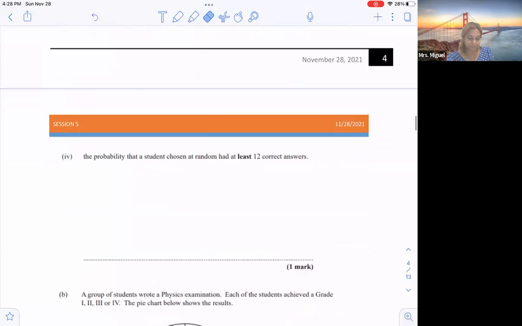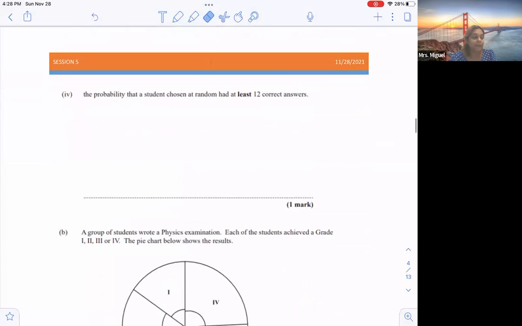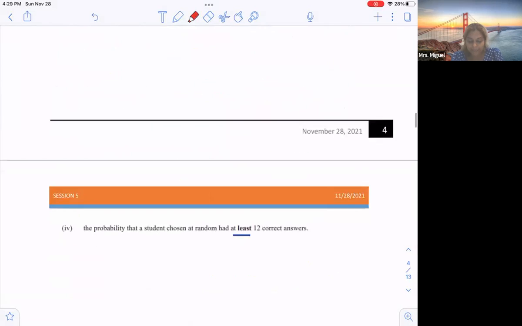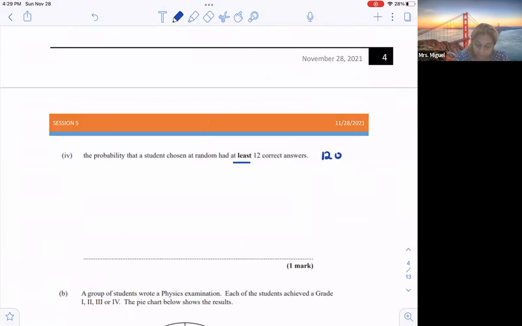All right, let's go. They want the probability of a student chosen at random who had at least, this is the key word here, at least 12 correct answers. That means the person could have 12 or more than 12, so they can have 12, 13, 14 and 15 correct answers. But to answer the question, you need to know what the word at least means. At least means 12 or more.